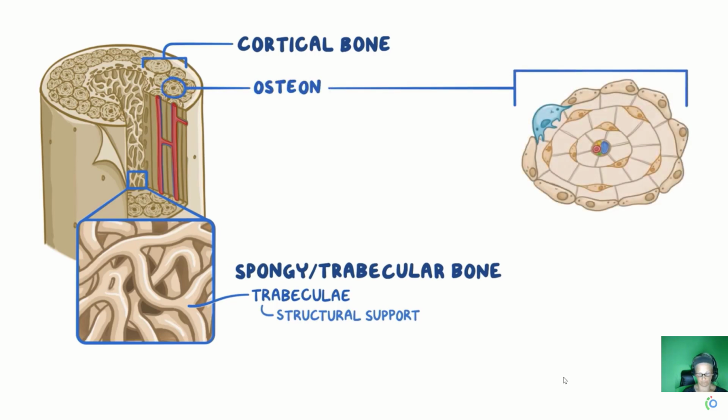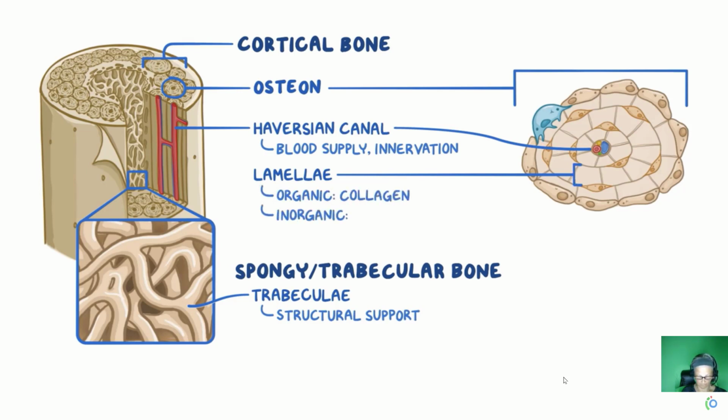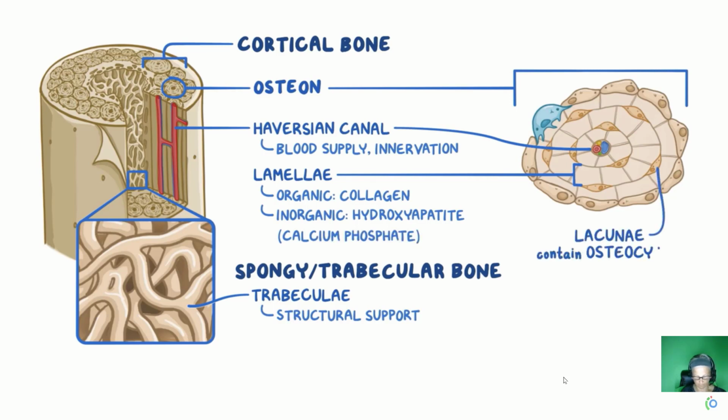In the center of these osteons, there are hollow spaces called haversian canals, which contain the blood supply and innervation for the bone cells. Around the haversian canals, there are concentric lamellae, which look a bit like tree rings. The lamellae have an organic part, which is mostly collagen, and an inorganic part called hydroxyapatite, which is mostly calcium phosphate. In between neighboring lamellae, there are spaces called lacunae, which contain bone cells called osteocytes.